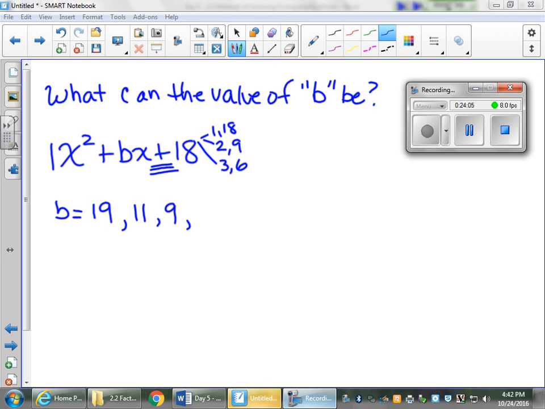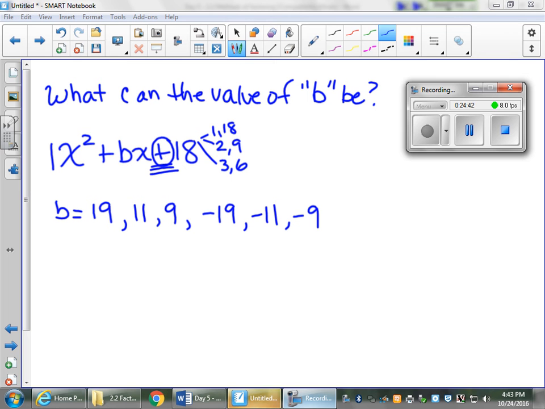B could be a negative value. So I could still add those together, but make it negative. Well, both of them negative, because a negative times a negative would still give you this positive 18. So negative 1 and negative 18 would give you negative 19 as a middle term. And you could do that with the last two as well. Negative 2 and negative 9 would give you negative 11 as a b, and negative 3 and negative 6 would give you negative 9. The two negatives will multiply to a positive, but add up to a negative to give you a negative middle term.